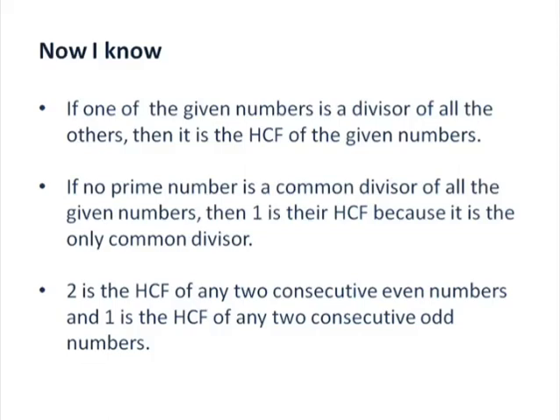Then 2 is the HCF of any two consecutive even numbers and 1 is the HCF of any two consecutive odd numbers. So if you take any two even numbers, 24, 26, their HCF will be 2. Either 30, 32, their HCF is 2. But if you take any two odd numbers, that is 21, 23, their HCF is 1. If you take 101, 103, their HCF is 1. So these are the general things to keep in mind.